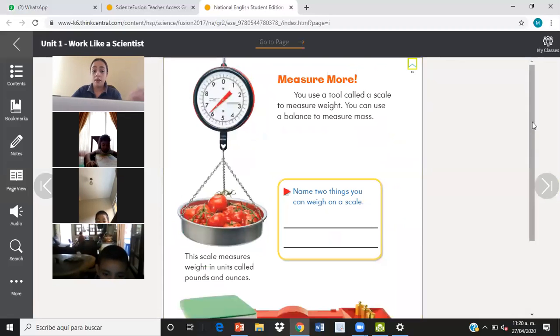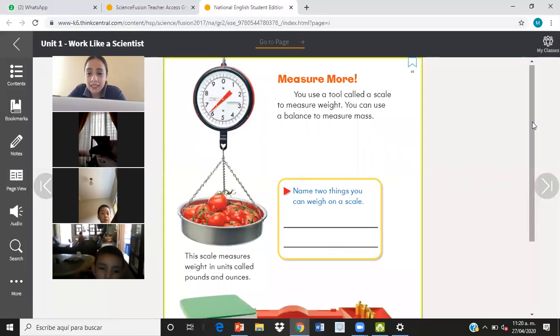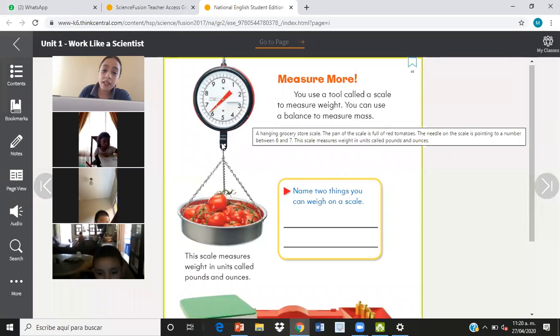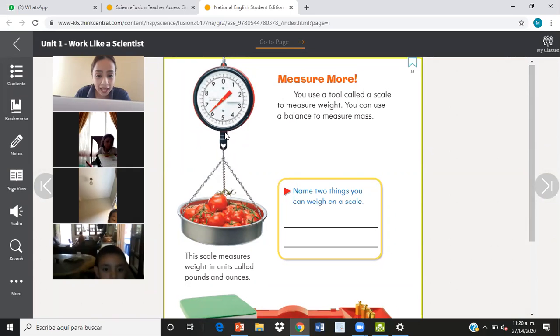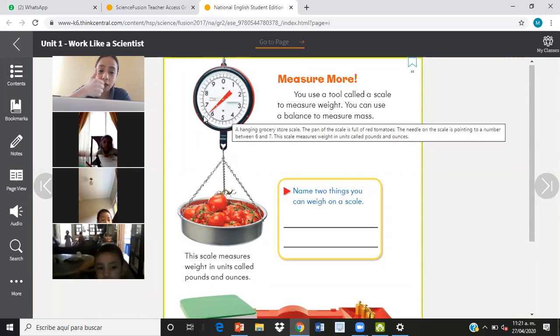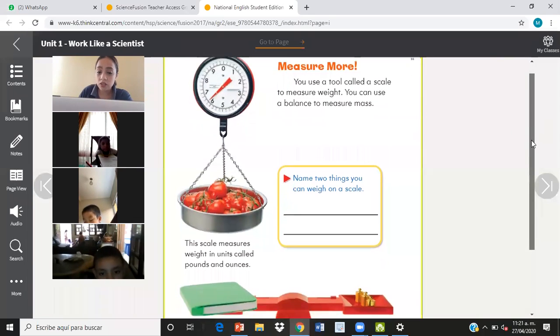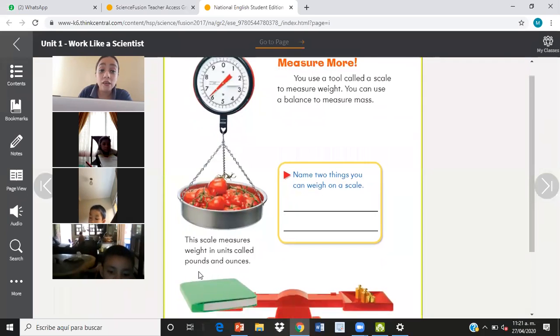Turn your page, please. Now, another science tool used to measure objects, we measure the weight, el peso de los objetos. We can use this thing called scale. Es una balanza, una pesa. ¿La han visto? Que la gente mide verduras, mide el peso de la verdura, de la carne. This is a scale. A scale measures weight in units called pounds, libras, 1 libra, 2 libras, 3 libras de papas, deme 4 libras de arroz, 5 libras de azúcar.